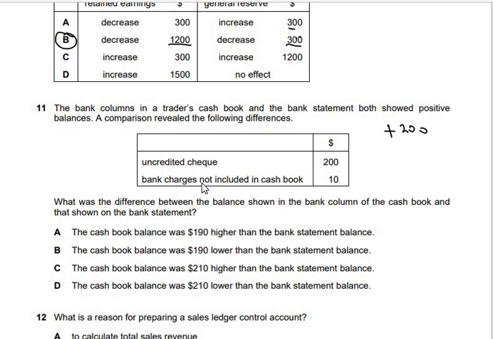Now, there is a bank charge which the bank has deducted, but the cash book is still maintaining the 10, right? So which means in the cash book there is still 210 more than the bank statement. So obviously A and B are wrong, right? And the cash book balance was 210 higher than the bank statement.